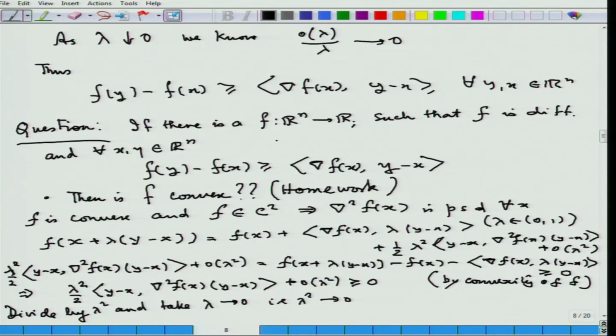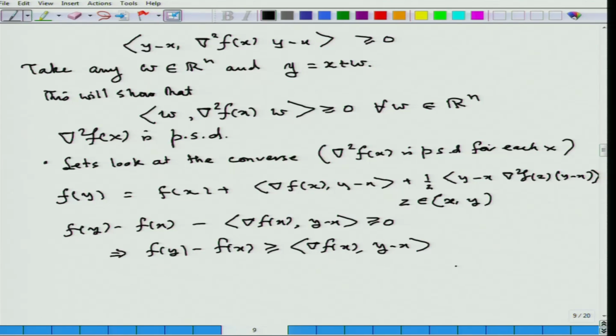You see, we have asked you the converse: if this happens, whether it is convex. The answer is yes, and you really have to figure out how it is convex. So, if I have a function which satisfies this, you can be sure it is convex. So, immediately you have the fact that f is convex.